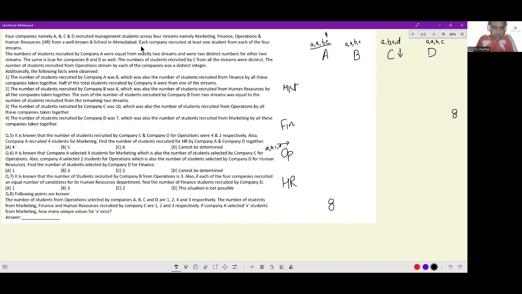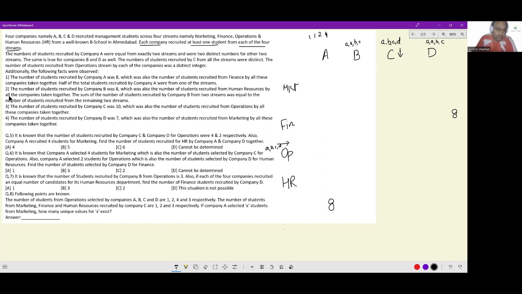Now we also had this instruction. Every company recruited at least 1 student from each of the 4 streams. So the only way you can have 2 identical numbers and 2 distinct numbers adding up to 8, if one of those numbers is 4, is if you have 1, 1, and 2. There cannot be any other case. So how the people hired by company A get distributed, we don't know, but the numbers are going to be 1, 1, 2, 4.